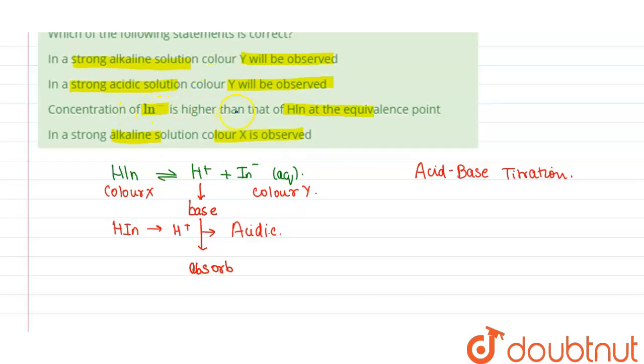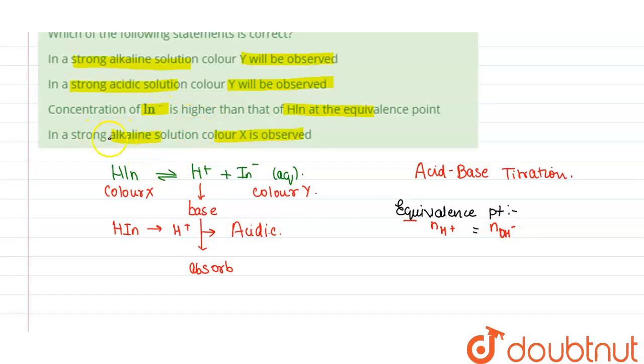Concentration of IN minus is higher than that of HIN at equivalence point. I'm talking about acid-base titration here. At equivalence point, what happens? The number of moles of acid will neutralize the number of moles of base present in the titration. This is known as the equivalence point. So this is incorrect here.